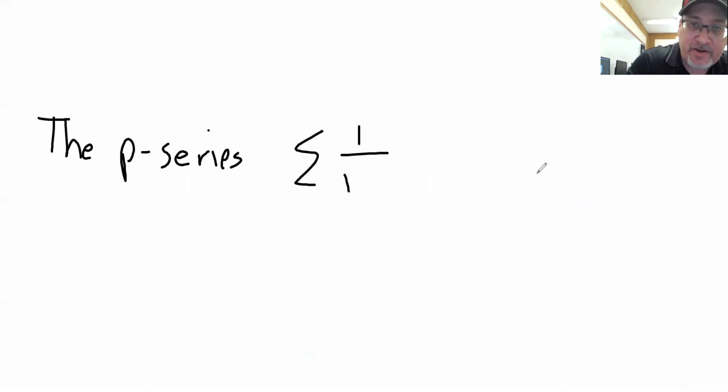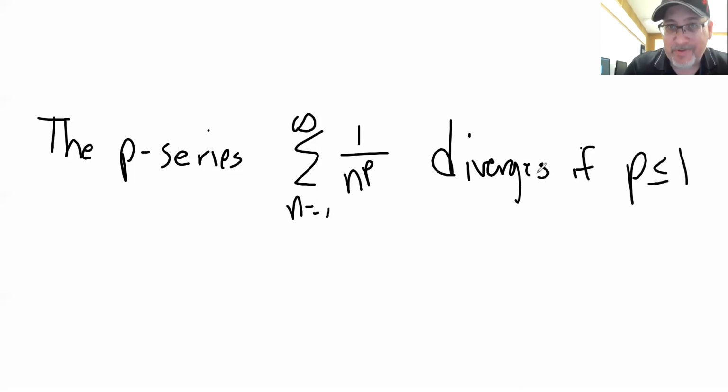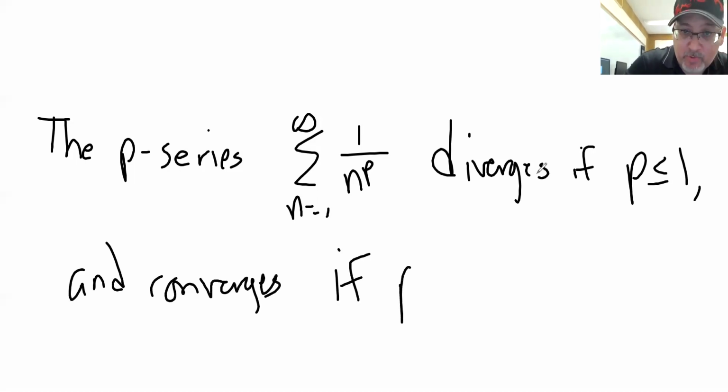So if you were just waiting for the end result, here it comes. The series, the sum of 1 over n to the p power, n equals 1 to infinity, diverges if p is less than or equal to 1. When it was equal to 1, we got the harmonic series. And it converges if p is greater than 1. So that's all you really need.